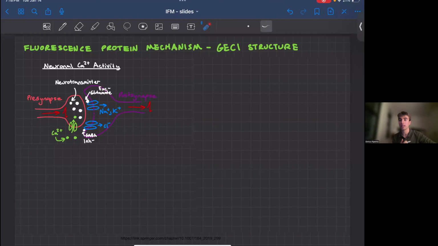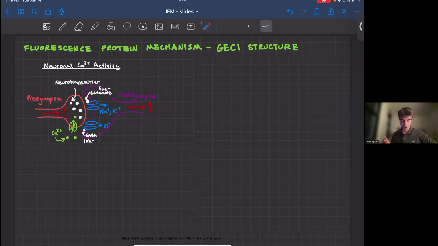Let's discuss the mechanism and function of genetically encoded calcium indicators. First, let's discuss the main cause of change in calcium ion concentration within the cell. This is through synaptic transmission. In a presynaptic neuron, an action potential travels down the cell into the bouton, causing a voltage-gated ion channel to open to calcium, allowing for an increase in calcium within the cell. This increase of calcium ion concentration within the cell causes the exocytosis release of a neurotransmitter into the synaptic cleft.